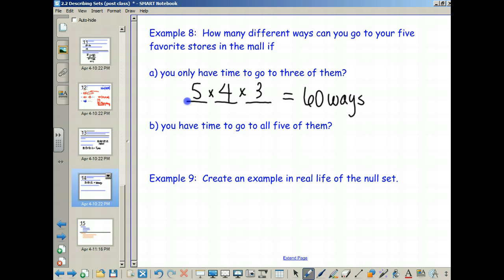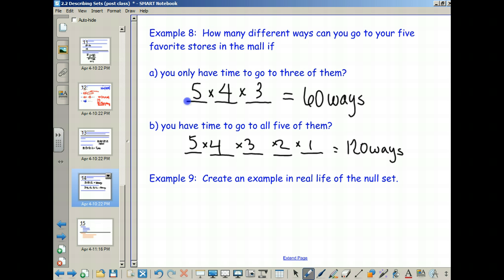But what if we get to go to all 5? How does that change things? I need 5 lines. And what numbers go in them? And of course I multiply because this is the fundamental principle of counting. What do I get? There are 120 ways to do that.